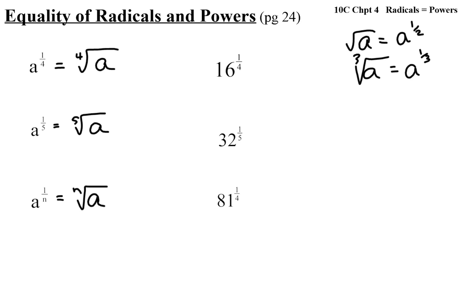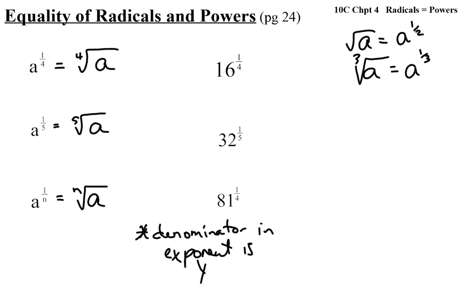Whatever your denominator is, the denominator in the exponent is your index. And that's key. So 16 to the 1/4 is the 4th root of 16. What do you multiply 4 times to get 16? 2. This is still tricky, but that just looks ugly, so put it in a form that becomes manageable.